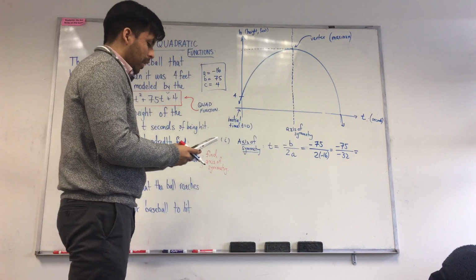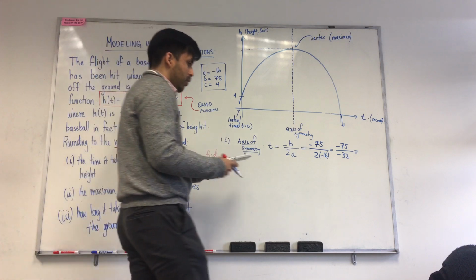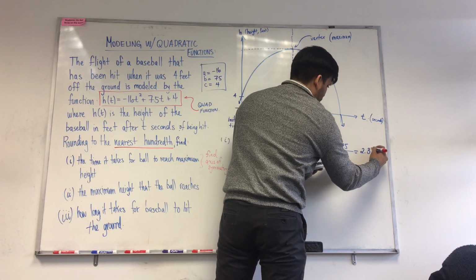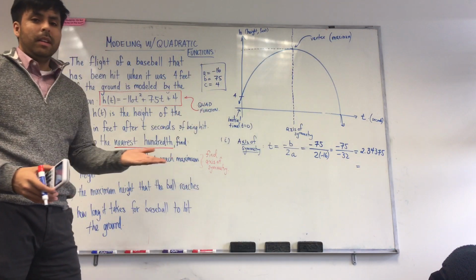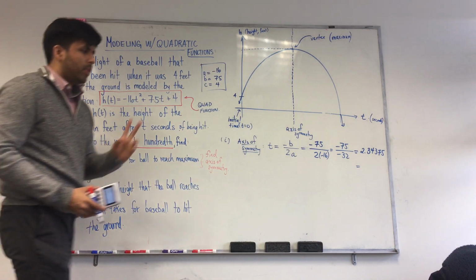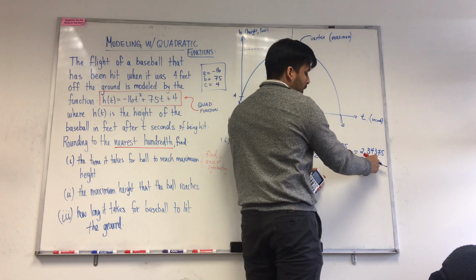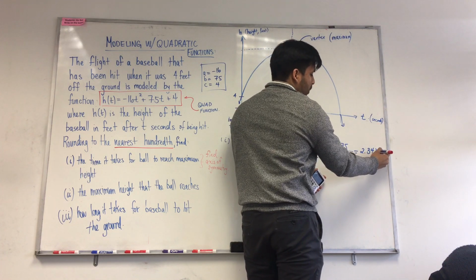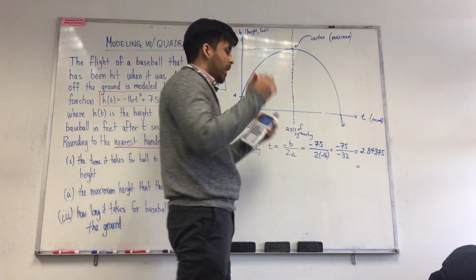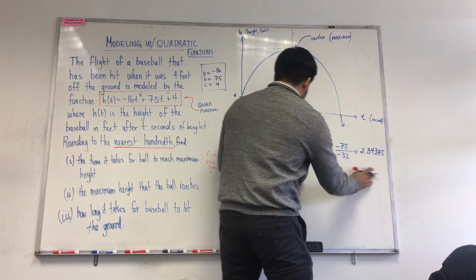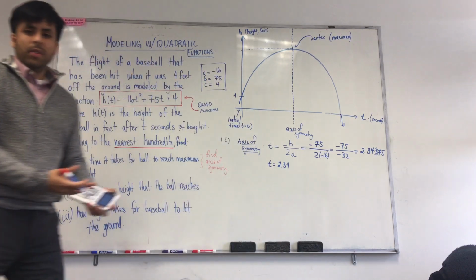If I plug this into my calculator, I get positive 2.34375. But I want to write this to the nearest hundredth, which is 2 decimal places to the right. This is the tenths place, this is the hundredths place, and this is the thousandths place. I look at the thousandths place to see whether I round up or keep it the same. Well, this 3 is below 5, so I keep this 4 the same. So my axis of symmetry, t, is 2.34, rounded to the nearest hundredth.